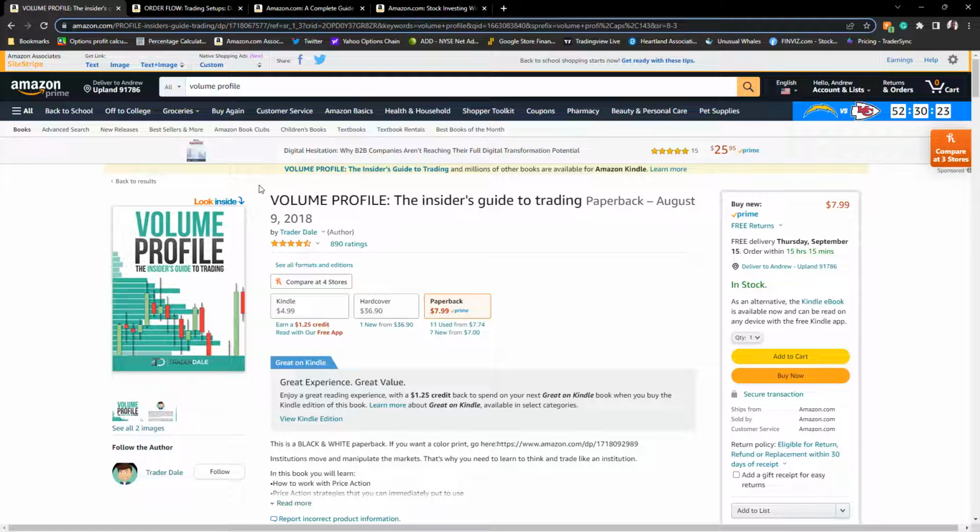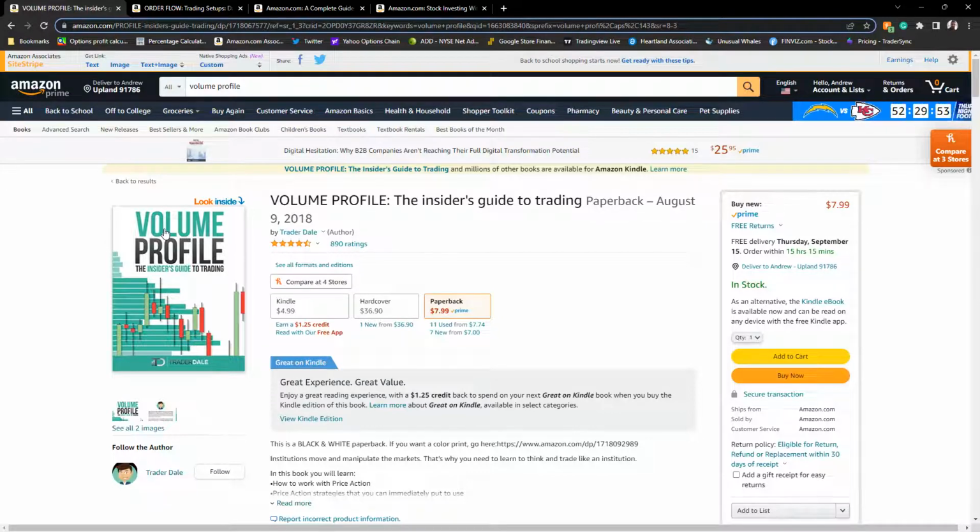Volume profile. This book here, Volume Profile, very cheap, worth every single penny. And I will say I'm not a big reader. I really don't like reading, but I force myself to read a lot of trading books. This book I read in one day, which is very rare for me. So if you're like me and you're not big into reading, this is a pretty easy one to get through.